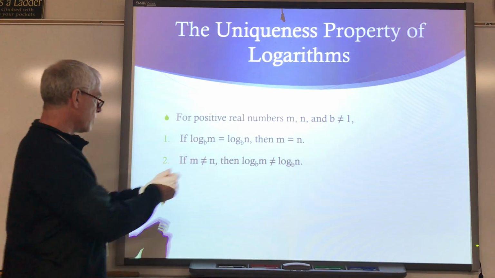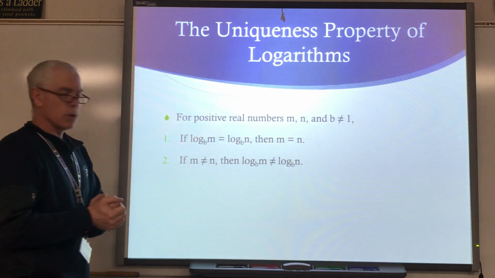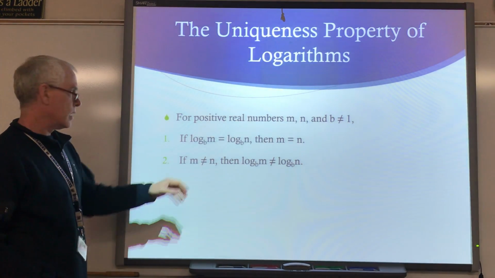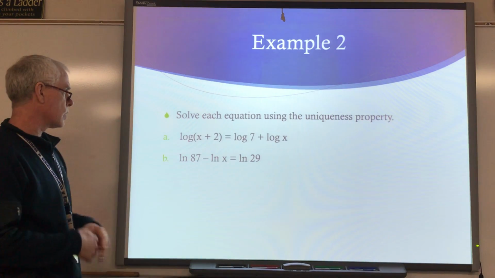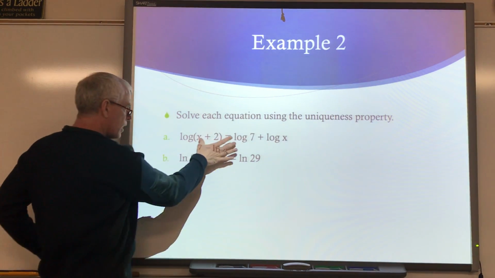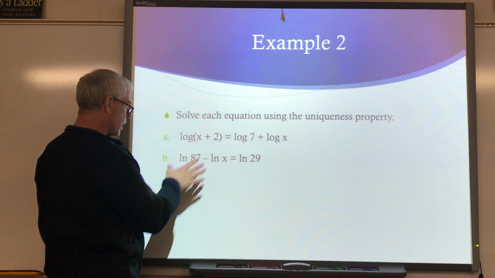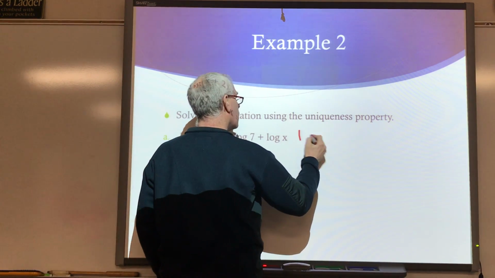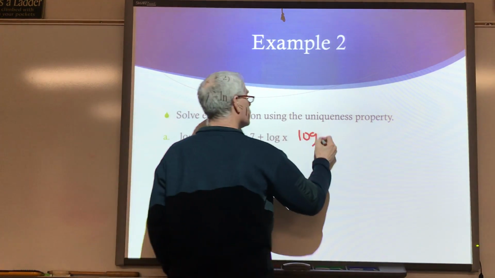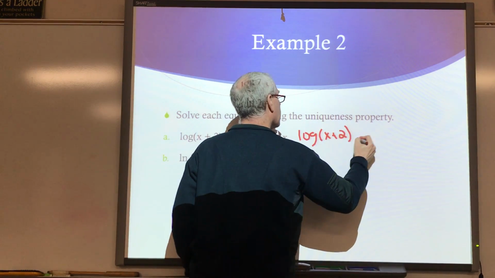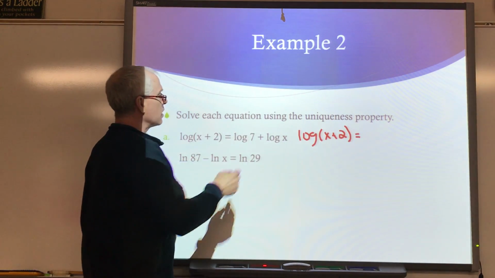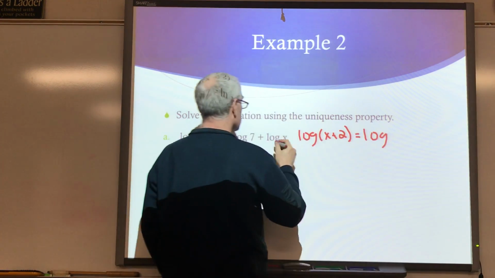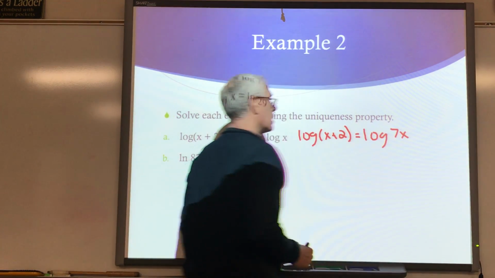This is just saying if we have log with the same base on both sides of the equal sign, just like with exponents, we can just ignore the logarithms then and set these expressions m and n equal to each other. So I'm close to that here, but I've got some condensing to do. So on the left side, I've got log of x plus 2. And on the right side, these are both log base 10. Addition becomes multiplication when I condense. So this is the same as log of 7x.